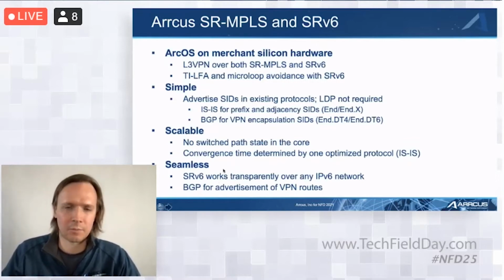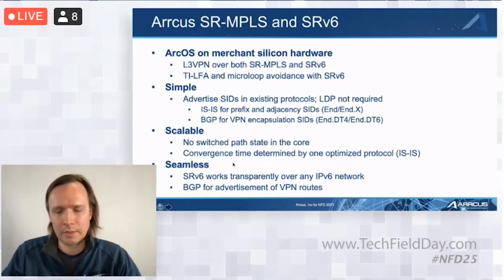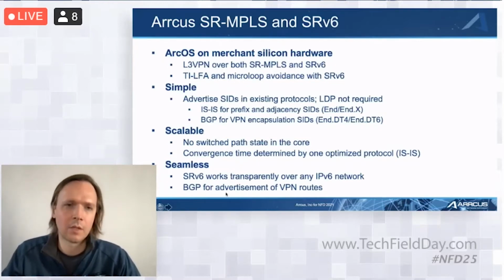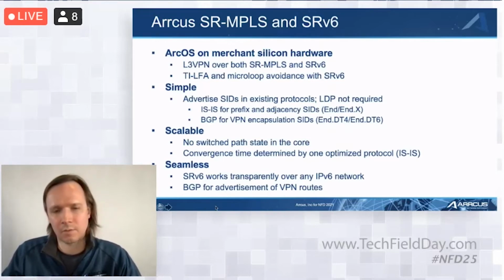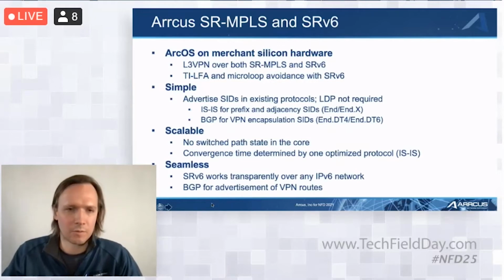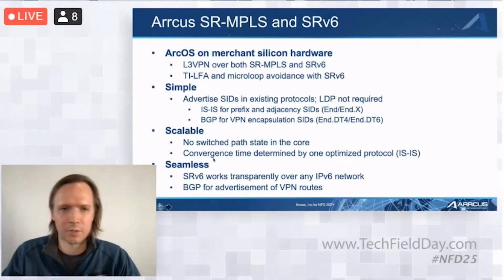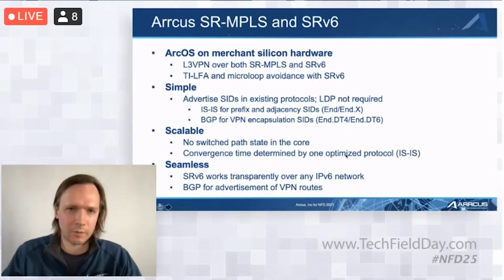It's also seamless because it works over any IPv6 network. SRv6 packets are IPv6 packets. They have an additional header, but anything that doesn't understand SRv6, it's transparent. And because we use BGP for advertising VPN routes, it uses the same infrastructure that you would have for BGP in your network. So it's very seamless from a deployment standpoint.